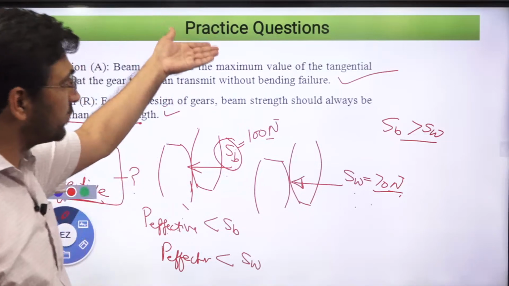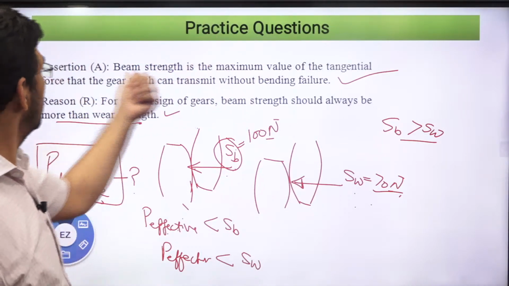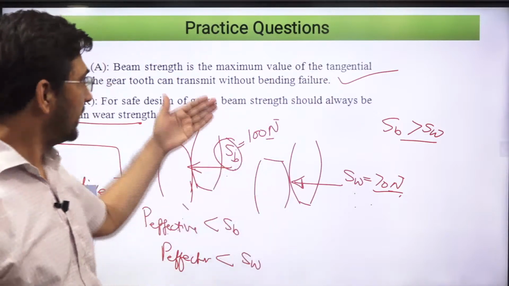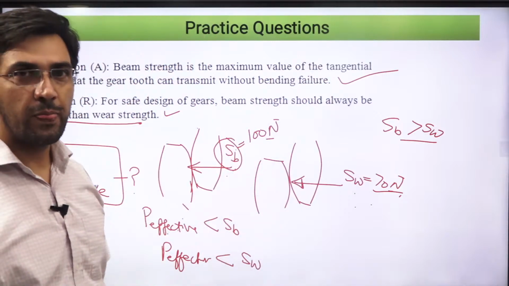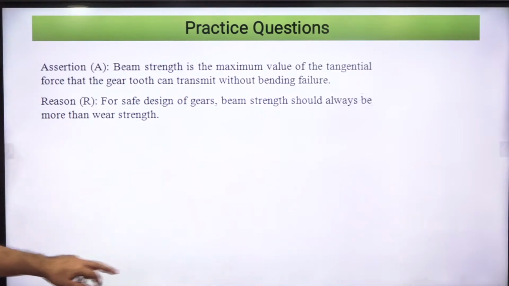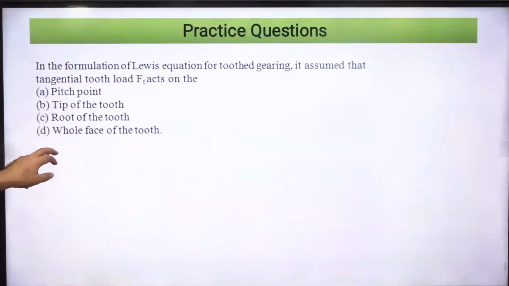But is it the explanation for this? Beam strength is the maximum value of the tangential force that a gear tooth can transmit without bending failure. Okay, statement है. पर ये क्या इसकी explanation है? No. So independently both the statements are correct, but this is not the explanation for this. Okay. So this is how you have to see. ये additional part जो मैंने आपके साथ discuss कर लिया. This I discussed with you.